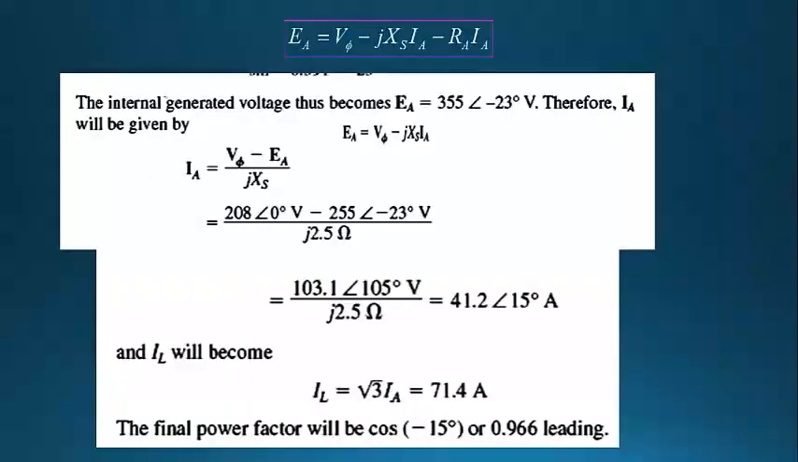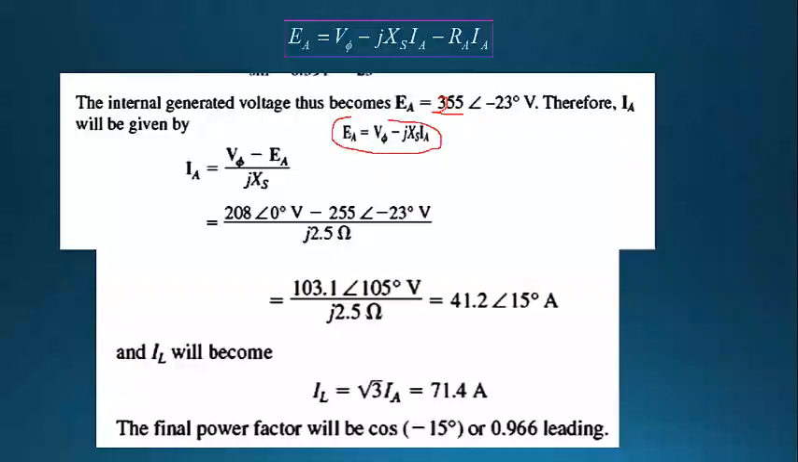So the internal generated voltage EA is equal to, take note of this, in the slide we will have something like 355. It's not supposed to be 355, it's a mistake. It's supposed to be 255. The 3 is supposed to be 2, take note of that. So 255 angle negative 23 volts. Okay, so now we know our EA, so we can go ahead and find our IA considering this particular formula.